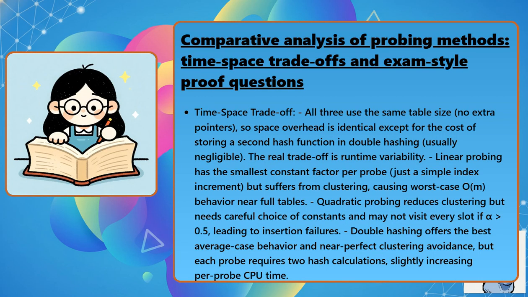Quadratic probing reduces clustering, but needs careful choice of constants and may not visit every slot if alpha is greater than 0.5, leading to insertion failures. Double hashing offers the best average case behavior and near-perfect clustering avoidance, but each probe requires 2 hash calculations, slightly increasing per probe CPU time.